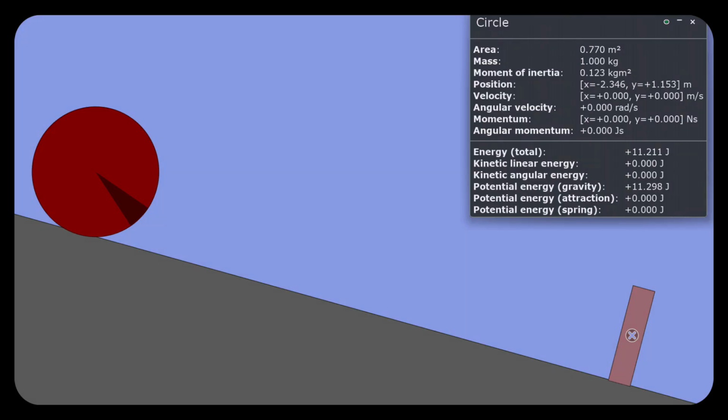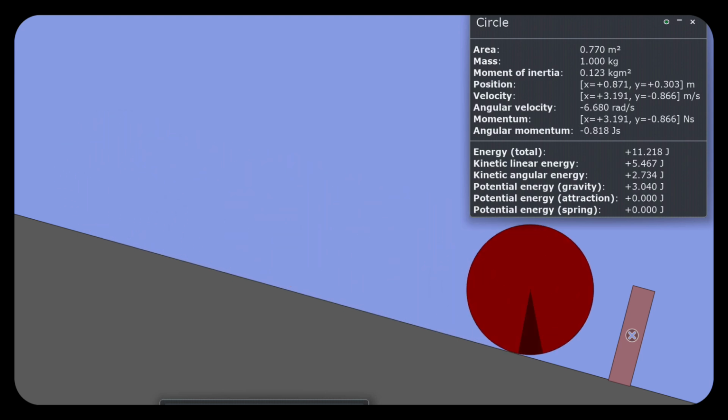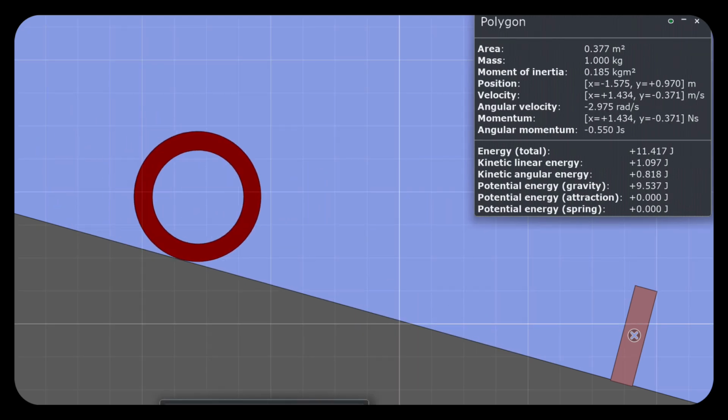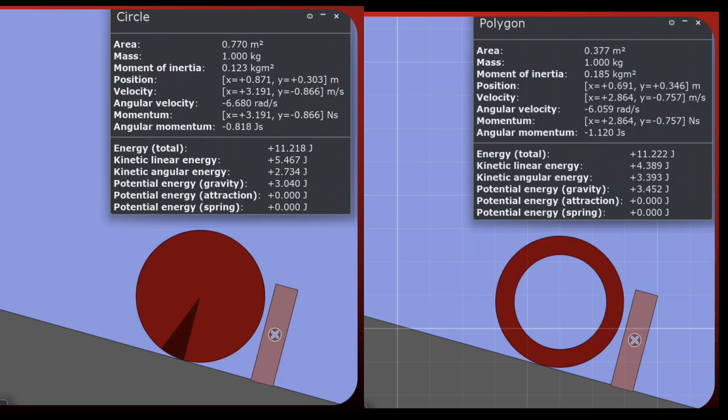So here I have a one mass circle sliding down our ramp. And now I have a one mass ring sliding down our ramp. And let's take a look. Yes, they have the same mass, but they have different moments of inertia. The ring, which has a larger moment of inertia, ends up getting a larger amount of rotational kinetic energy, and in the process will have a lower amount of linear kinetic energy, which means it will have a lower linear speed.